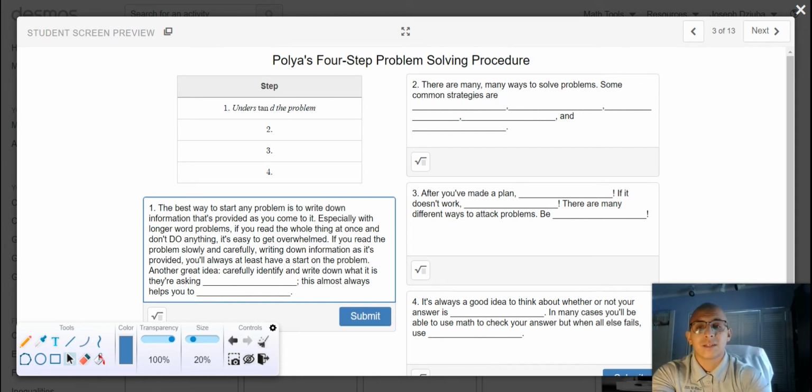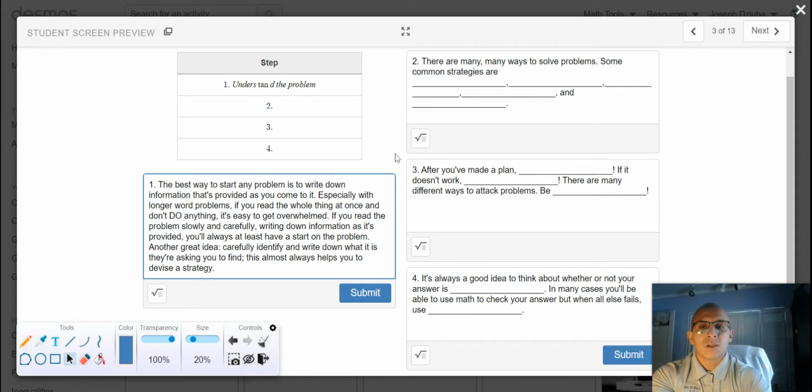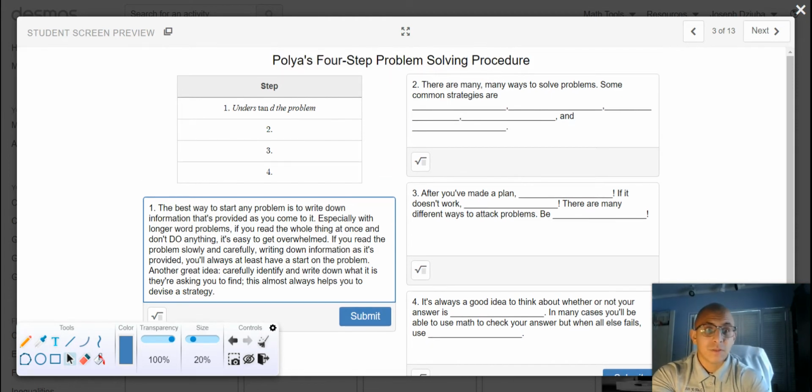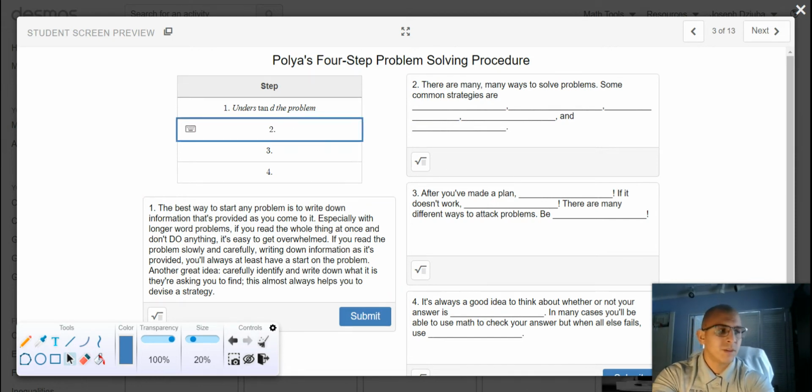Another great idea is to carefully identify and write down what it is they're asking you to find. This almost always helps you devise a strategy. Okay. So first and foremost, deep breath. Read through everything. Consider everything. Make a little bit of a game plan before we get into number two.